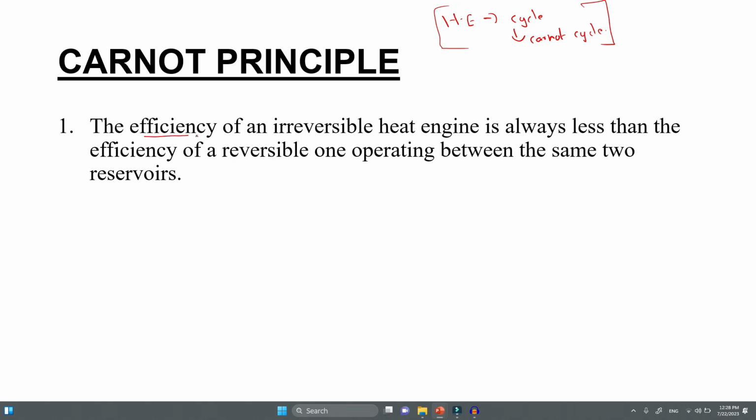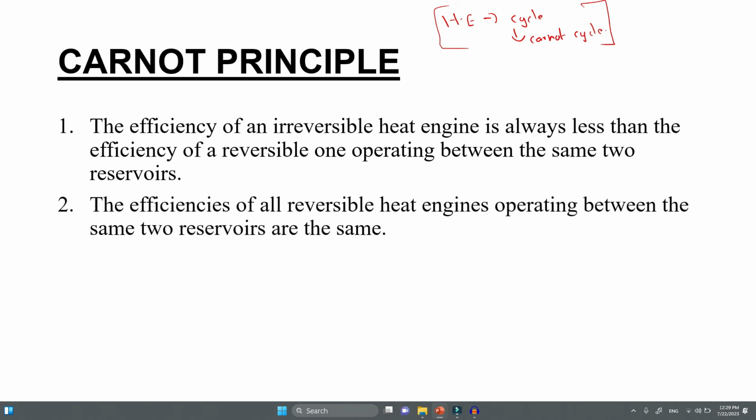The efficiency of an irreversible heat engine is always less than the efficiency of a reversible one operating between the same two reservoirs. This is the first Carnot principle. It simply means that a Carnot engine is an engine working on the Carnot cycle, and it will give you the maximum efficiency. Any heat engine between the same temperature reservoirs will give you less efficiency than a Carnot engine.